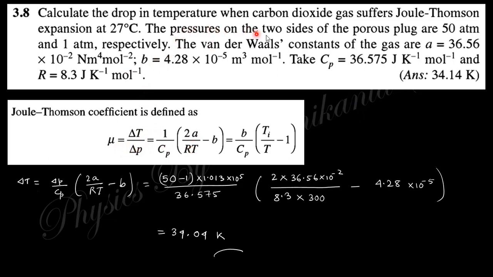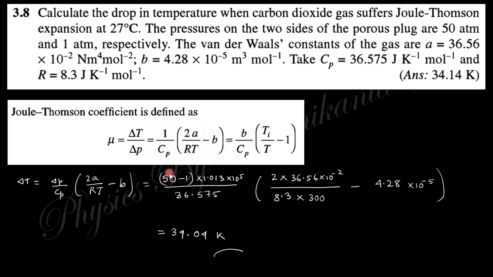The pressures on the two sides are 50 atmosphere and 1 atmosphere respectively. On one side it is 50 atmosphere and on the other it is 1 atmosphere. The Van der Waals constants are given here, and Cp is given here. You know the coefficient of Joule-Thomson expansion is like that. So delta T equals delta P times (2a/RT minus b) divided by Cp.